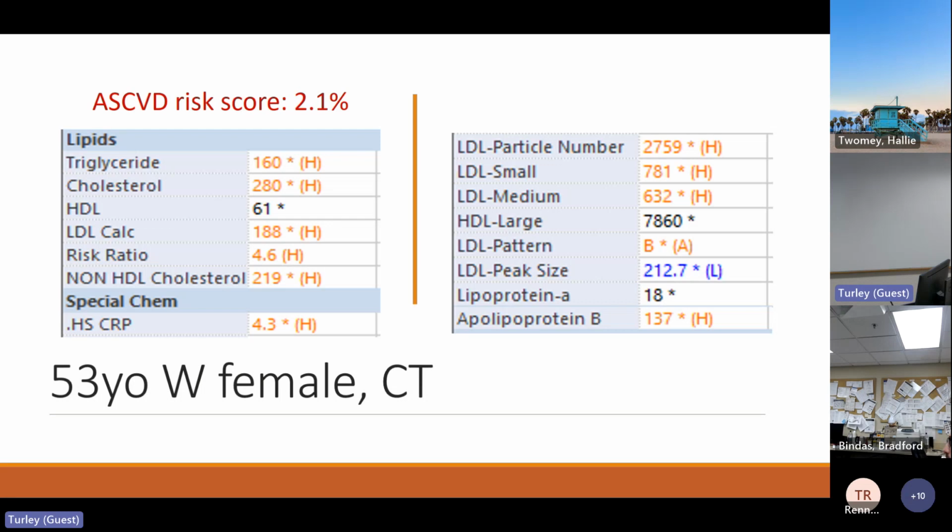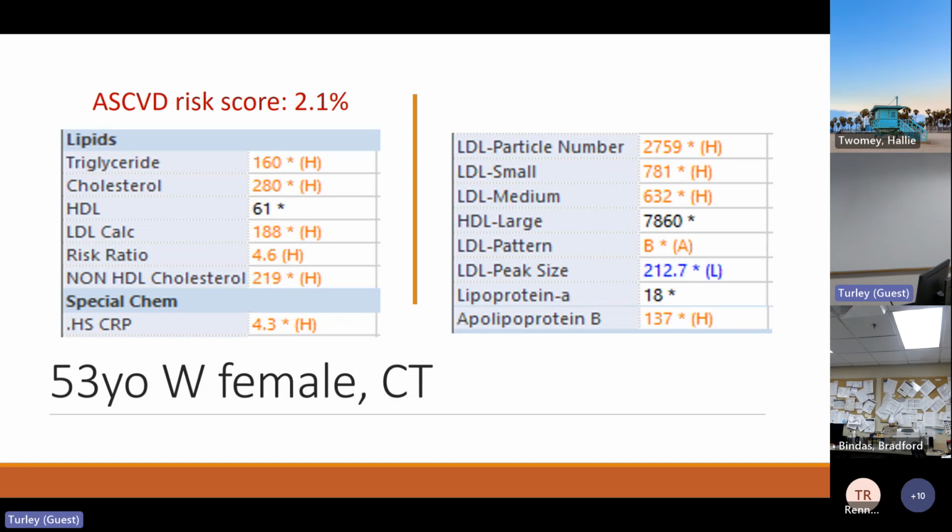If you look to the left, this is what we would traditionally look at. A couple of things jump out, right? We see that her LDL is 188. It's not above 190, so she's not hitting that box to be genetic. Her triglycerides are a little bit high. She's got this inflammatory marker, the CRP, so she's got some inflammation. But we calculate her ASCVD risk score, and she's 2.1. So what do we do with our patients that are in the 2.1 range? Nothing. Let's just do a Mediterranean diet and lose weight and get you exercising and all those things.